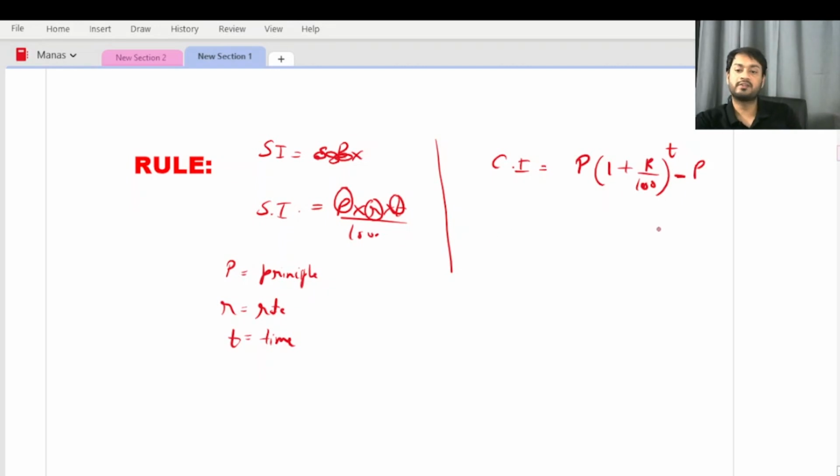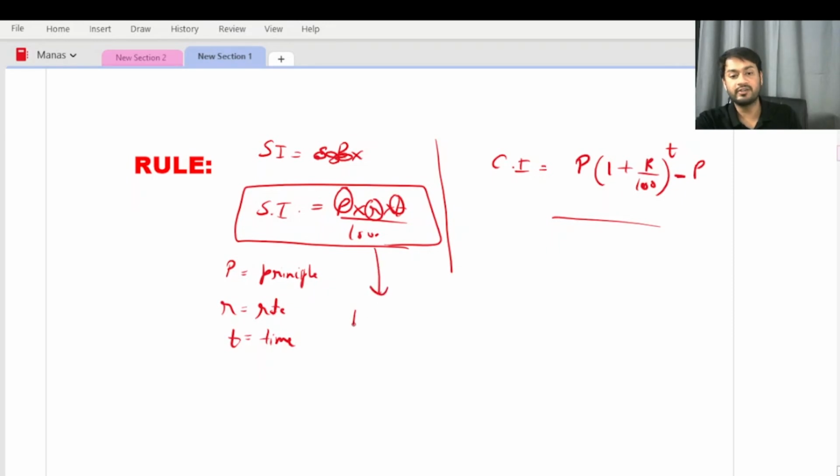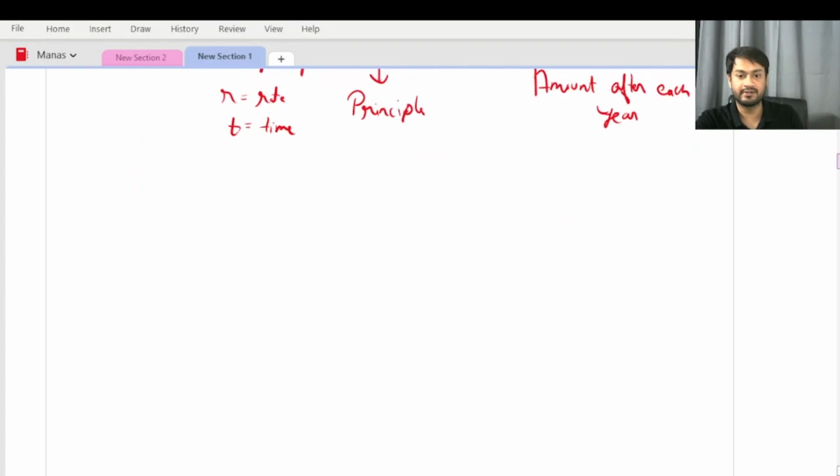Okay, so this is the first difference, the formula of simple interest and compound interest. Now the second thing is, simple interest is always calculated on the principal amount. And compound interest is calculated on the amount after each year. So that is interest on interest. Now I'm giving you an example to understand the concept of simple interest and compound interest.